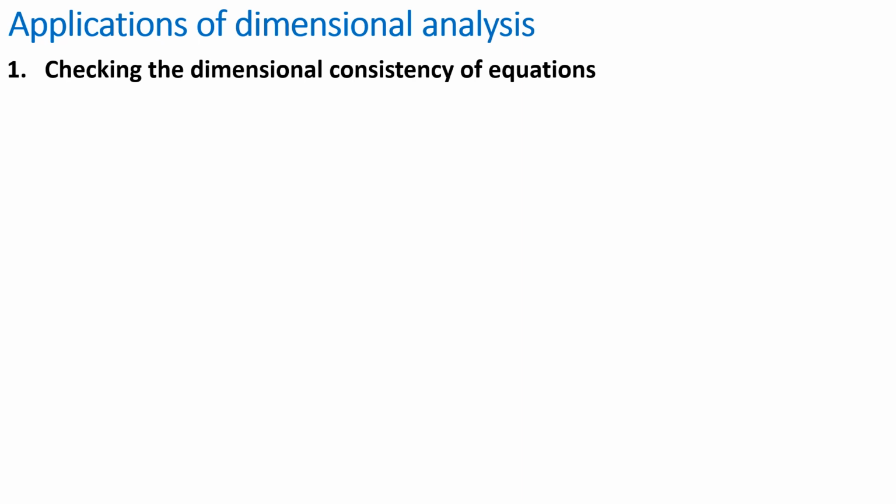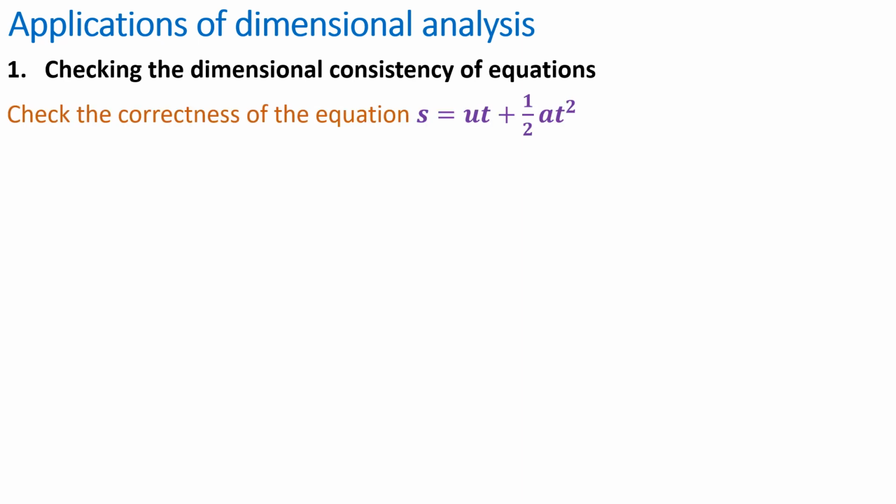If any equation is given, how to check whether that equation is dimensionally true or not, by applying the applications of dimensional analysis that we are going to study. The first one is checking the correctness of an equation by using dimensional analysis. The given equation is s equals ut plus half at square. It is a very important equation which we have studied in motion in a straight line.